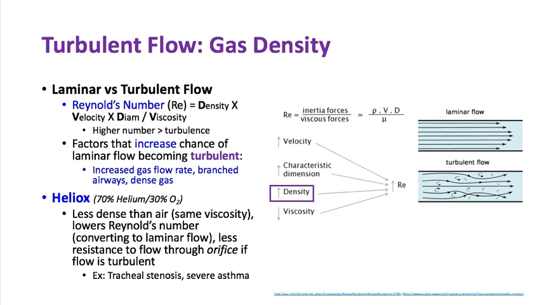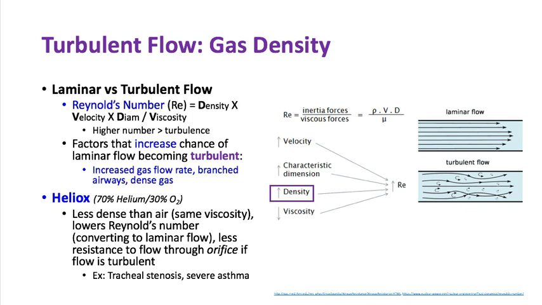Heliox is 70% helium and 30% oxygen. Helium is less dense than air. Interestingly, it has about the same viscosity. Since it's less dense, it actually lowers the Reynolds number and there is less chance for turbulent flow.